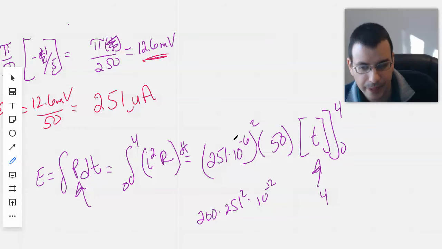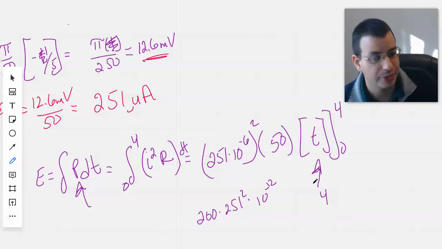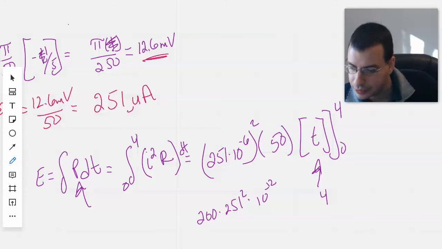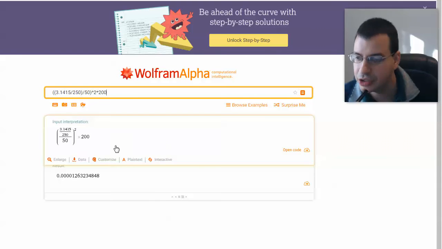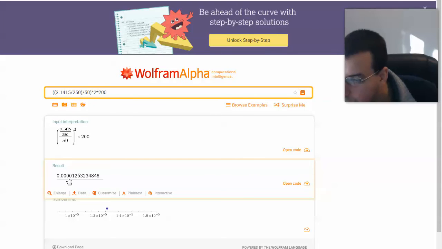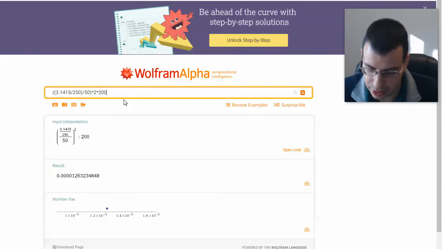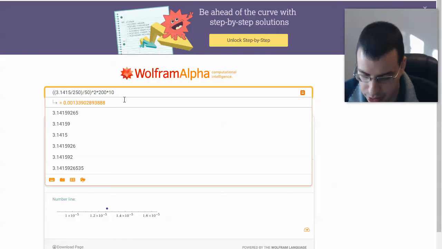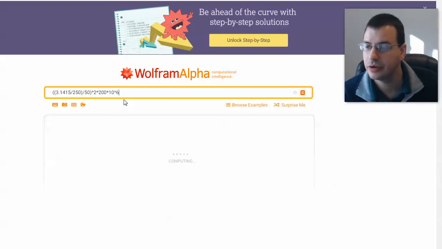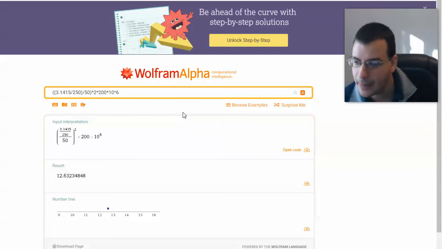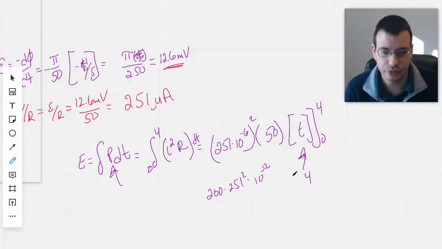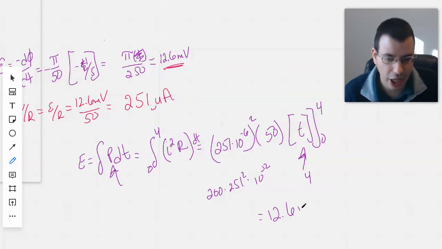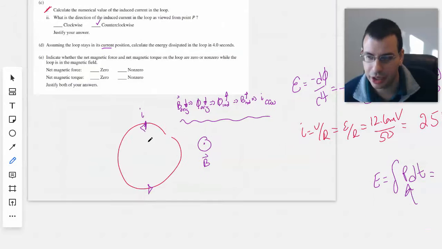Alright, so that's this number right here squared times 50 times 4, so times 200. And we get something crazy small. 1, 2, 3, 4, 5, 6. Times 10 to the 6th. And this gives us 12.6 microjoules. Equals 12.6 microjoules. Double, triple underline.